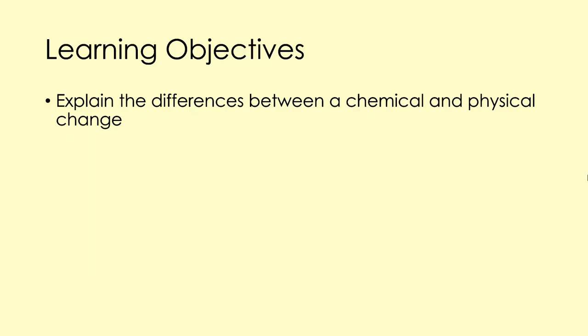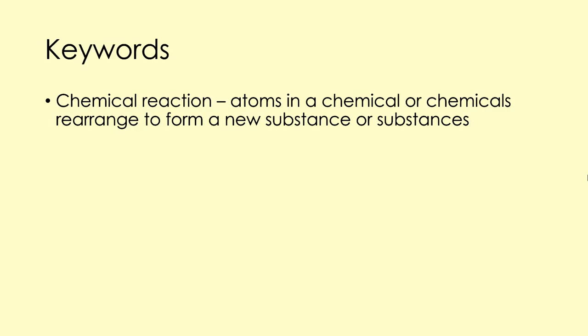Okay, so our learning objectives for today are to explain the differences between a chemical and a physical change and be able to list a few examples of each.